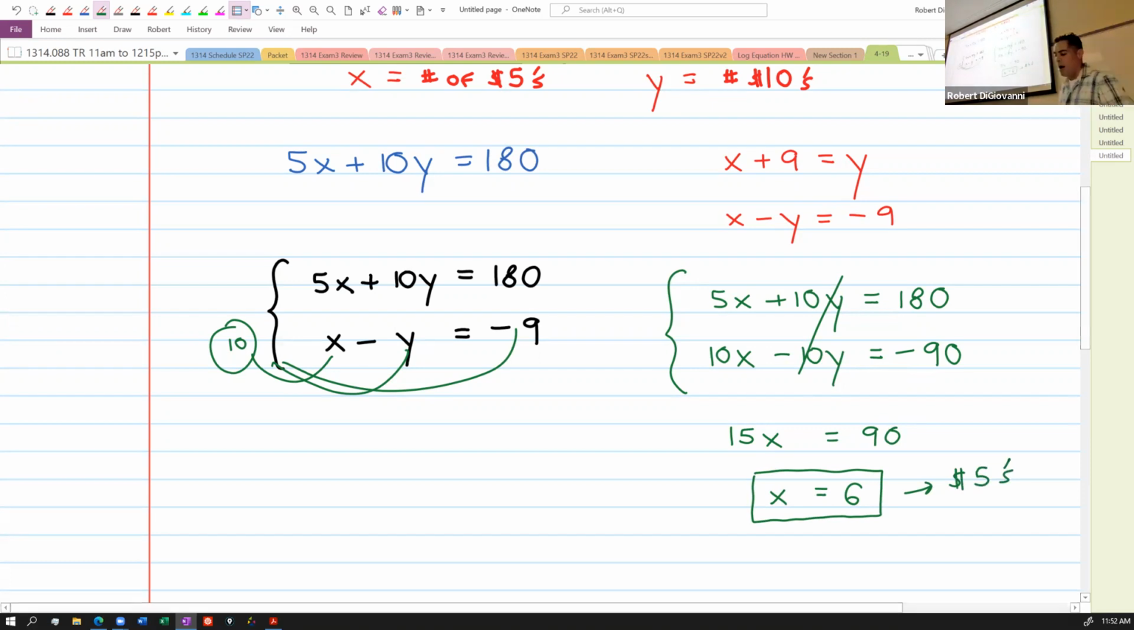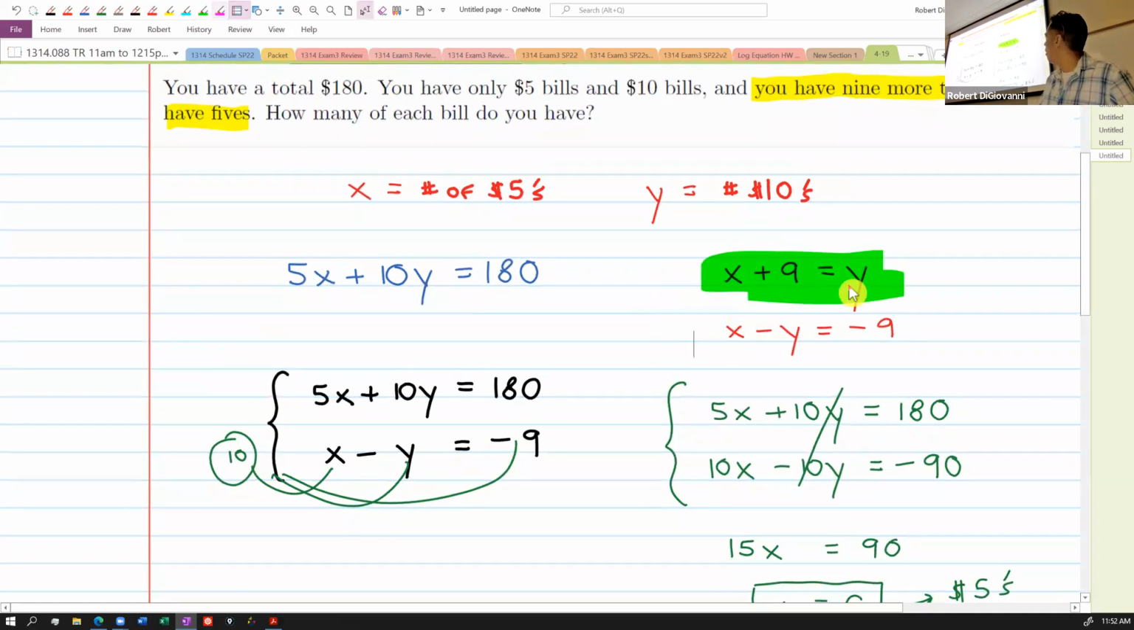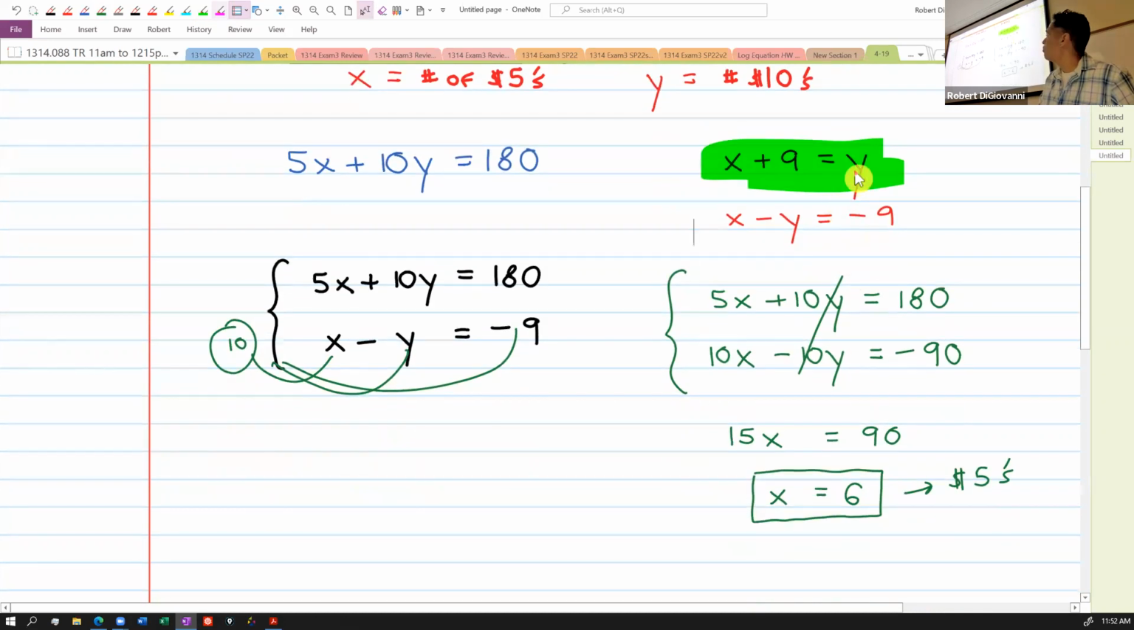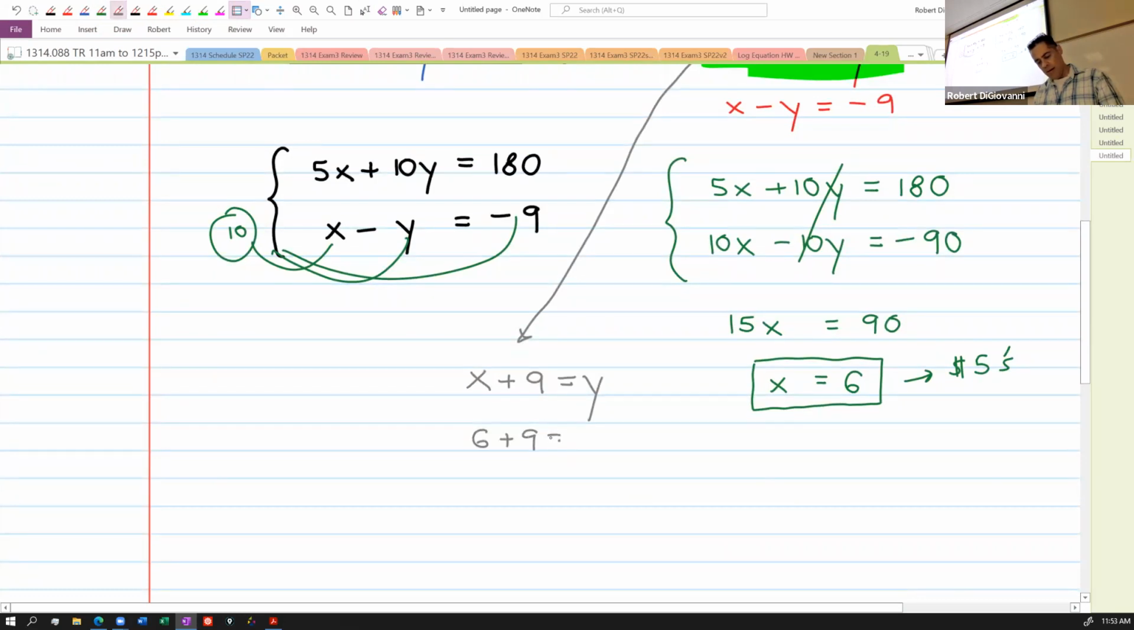And then to get Y, I can go to any equation I want, any equation I see on the page. I like this one in green because it's already solved for Y. It has Y by itself already, and I know what X is. So I'm going to use that one. X plus 9 equals Y. And I know X is 6. So 6 plus 9 is Y. So 15 is Y. This is how many 10s you have.